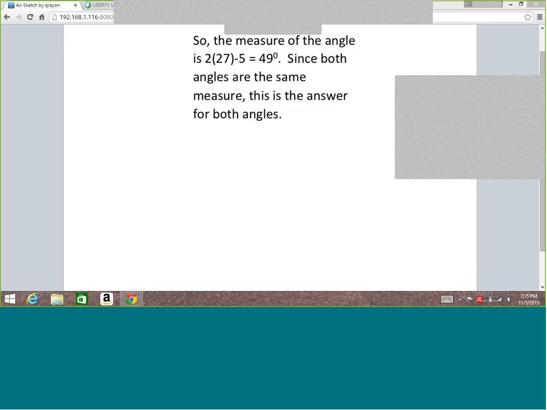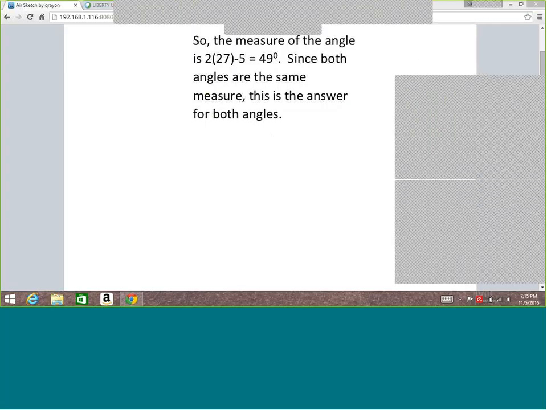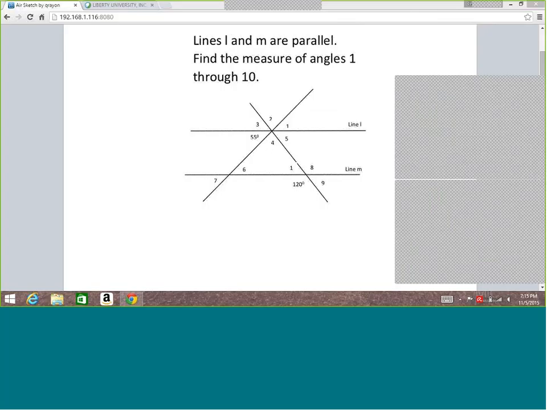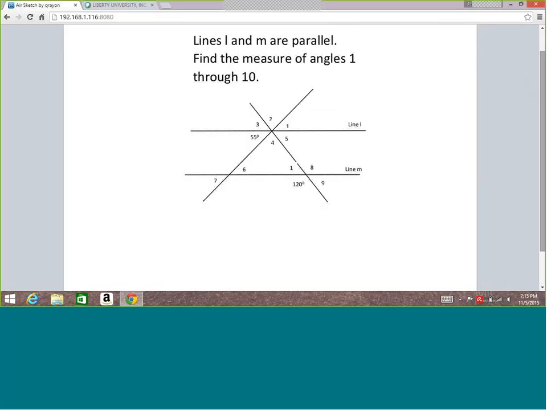Okay, so let's take a look at another example. Looks like that. Lines L and M are parallel again. Now this one looks a little bit different only because we have 2 lines intersecting the parallel lines, okay? But we're only really going to look at one at a time. And so we have to pick a place to start.